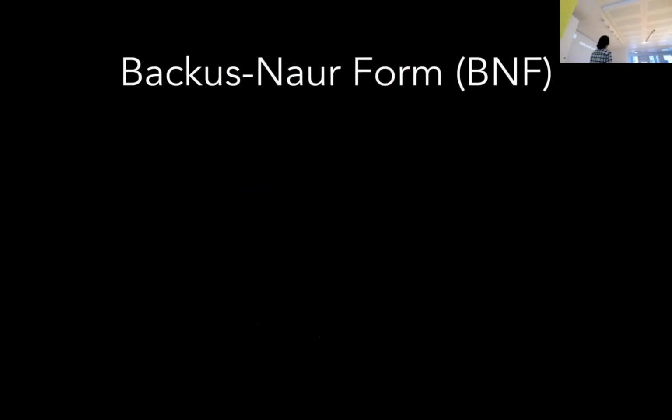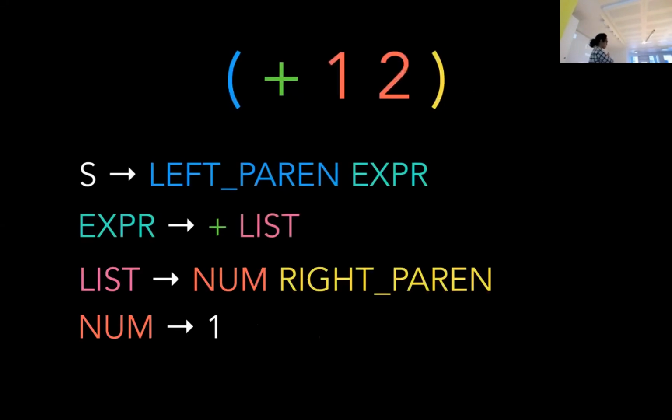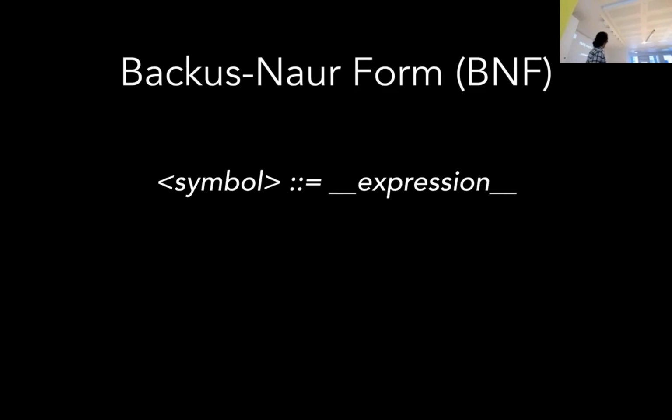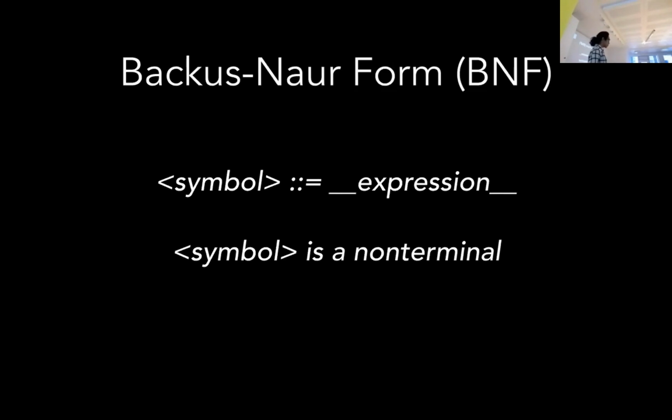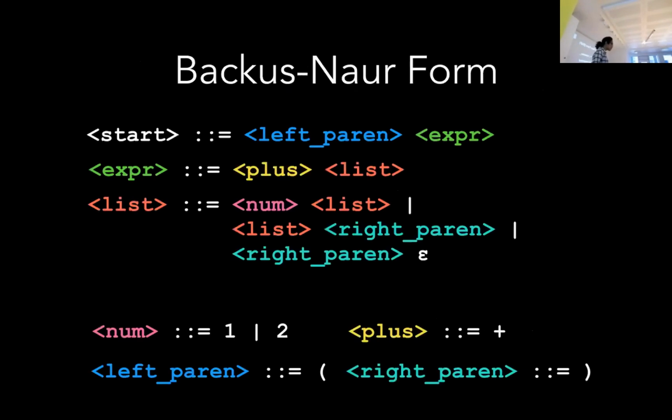And we write these grammars in some notational techniques, and linguists like to write it in this manner, which is called Chomsky normal form. But computer scientists, we like to do our own way. So we use the Backus-Naur form, and its most basic form is that there's a symbol on the left-hand side and an expression on the right-hand side, where the symbol is a non-terminal and the expression must consist of at least one symbol.